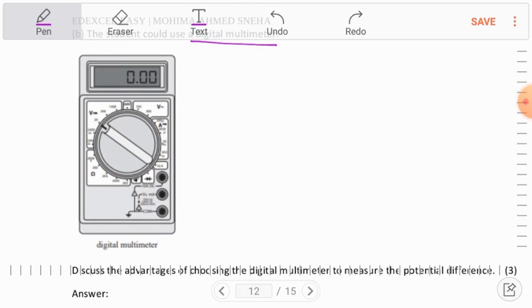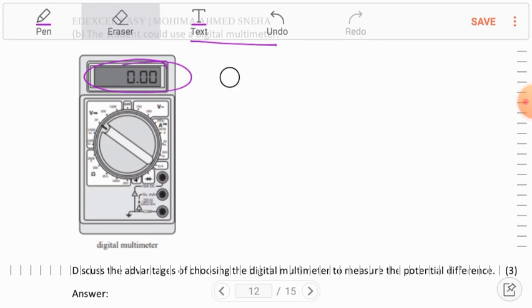So first we can see that it doesn't have any scales, it has a digital screen. That means you do not have to calculate to find the value, you can just read the value from the screen. So there will be less error in reading, and there will be no parallax error. The uncertainty will also be less because it gives a higher resolution, a value to 2 decimal places, as we can see 0.00. So that is a very high resolution result. These are the basic advantages that the digital multimeter has over the analog voltmeter.